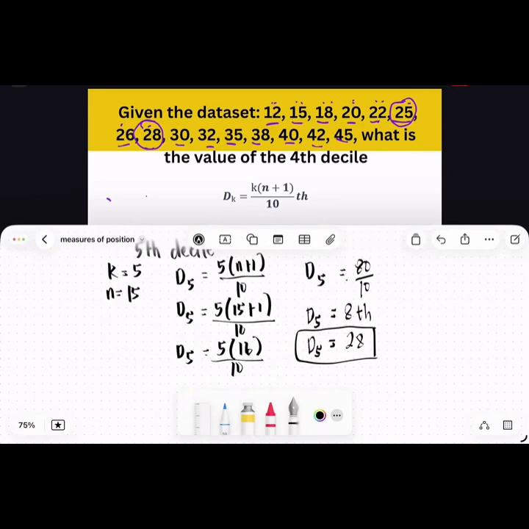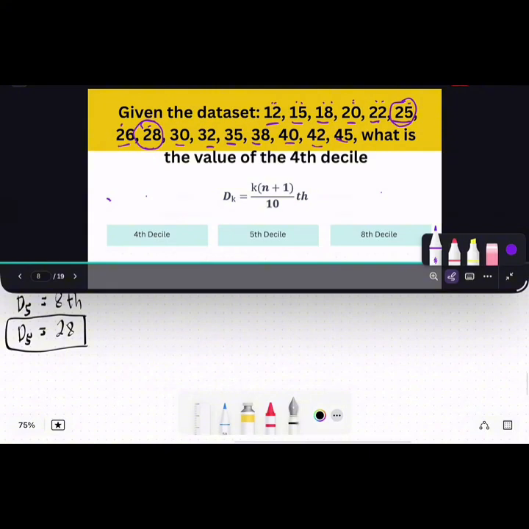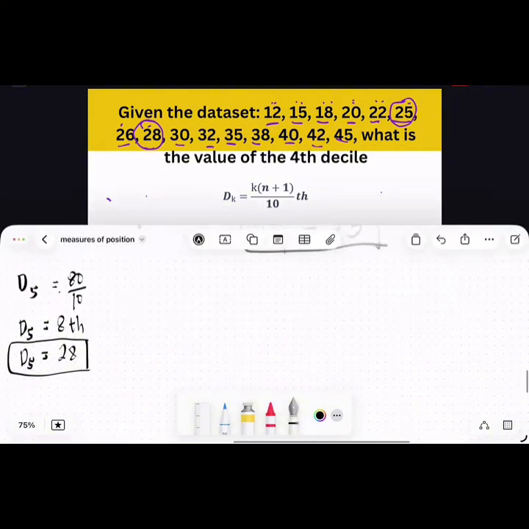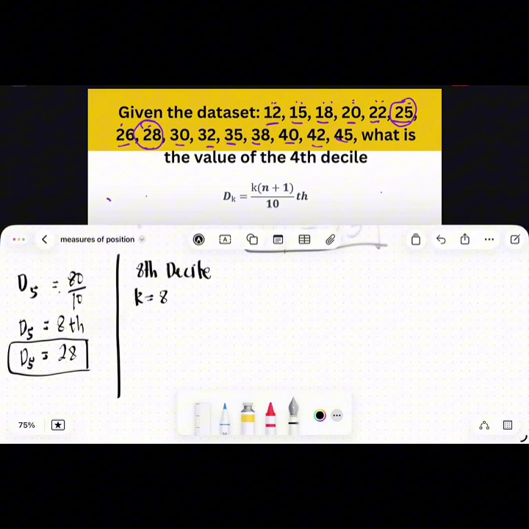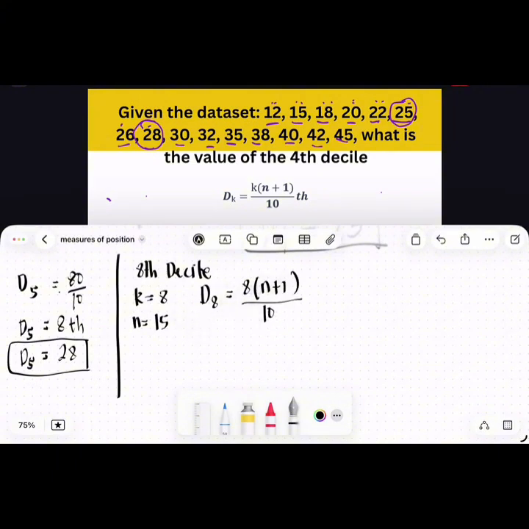Okay? So, now we're done with decile 4 and decile 5. Now, let's proceed with the last one, our decile 8. So, we are going to solve for the 8th decile. If we are looking for the 8th decile, k is equal to 8 and n is equal to 15. Now, proceed with our formula. D sub 8 is equal to 8 times n plus 1 all over 10. Now, substitution. Decile 8 is equal to 8 times n, which is 15, plus 1 over 10.